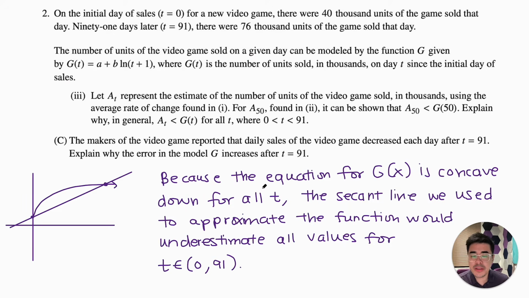In order for you to get the full point here, I think you need to say something about how G is concave down, and then you'd need to say that the secant line is an under approximation for all the values between 0 and 91. So look at this weird pitchfork E that I have. This is just my fancy way of saying t is between 0 and 91.